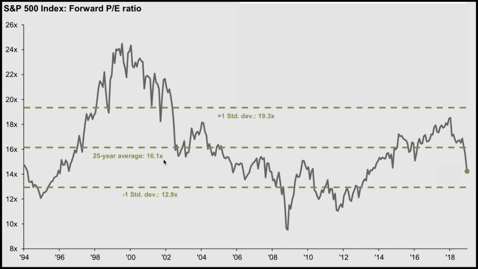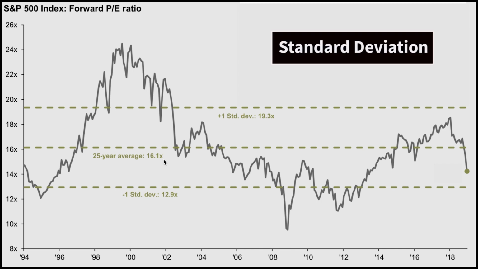So how can you tell if the market is cheap or expensive? Well, this is when the concept of standard deviation comes in handy. Standard deviation is a statistical term, and a thorough explanation of the concept goes beyond the scope of this video. But all you really need to understand is that it represents a meaningful divergence from the average.